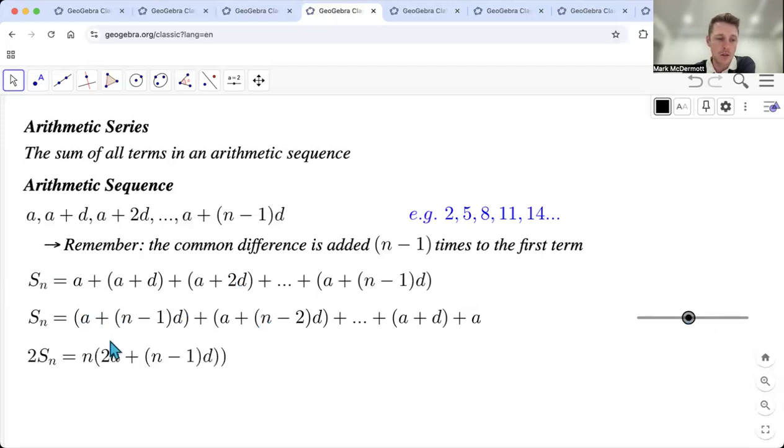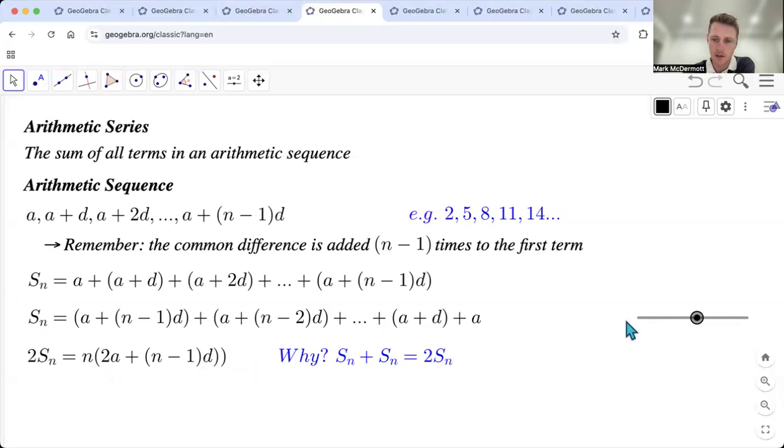And so what we're going to do is add those equations together. So if we add all the terms together, we actually get this. That step can be a little bit confusing, but let's think about it. S sub n plus S sub n gives us two groups of S sub n, right? So that's just adding the left-hand sides. The hard part's the right-hand side.